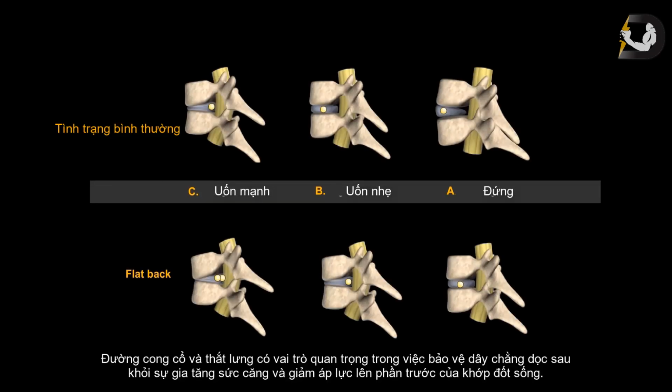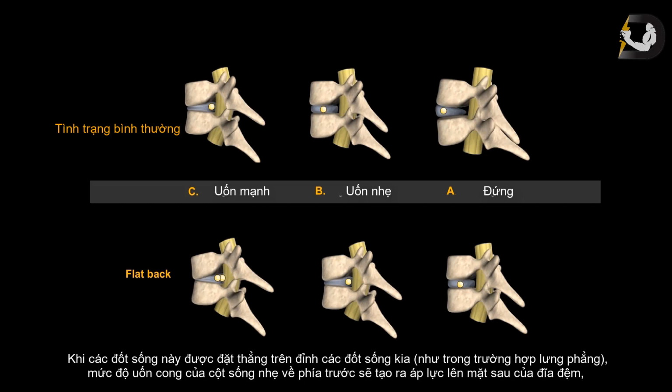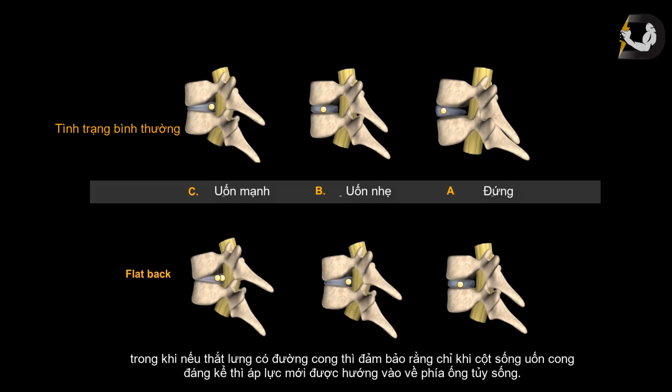Why does preserving lumbar lordosis reduce pressure on the intervertebral disc? Cervical and lumbar lordosis plays an important role in protecting the posterior longitudinal ligament from increased strain and in reducing pressure on the anterior part of the vertebral joints. When the vertebrae are placed straight, one atop the other, as in flat back, a smaller degree of forward spinal flexion will create pressure on the posterior part of the disc, while the lordotic curve assures that only during considerable spine flexion will pressure be directed towards the spinal canal.